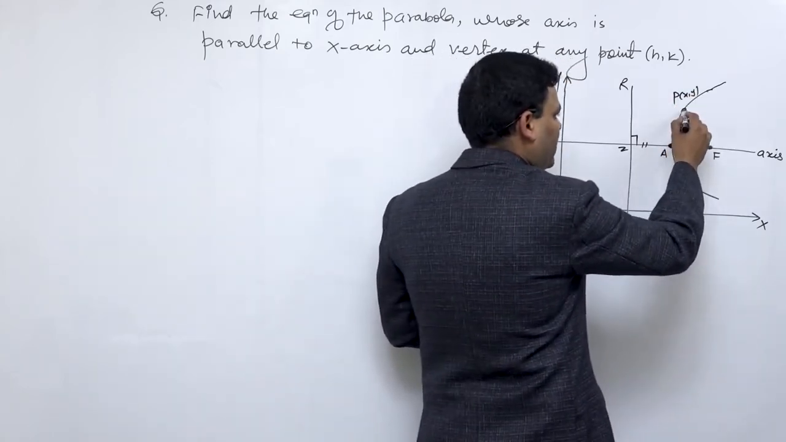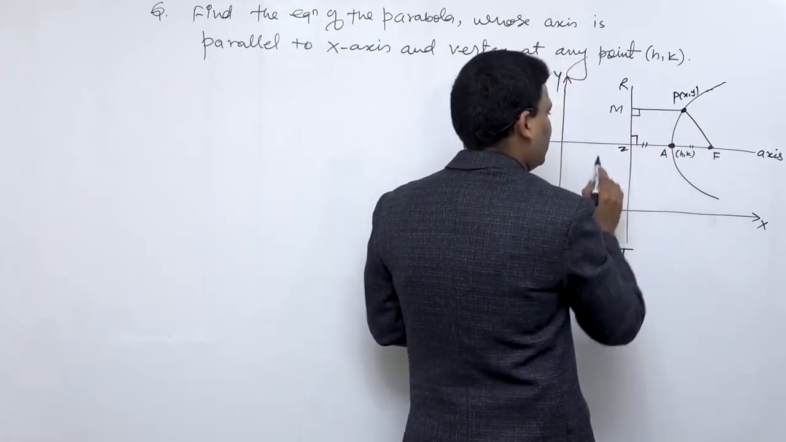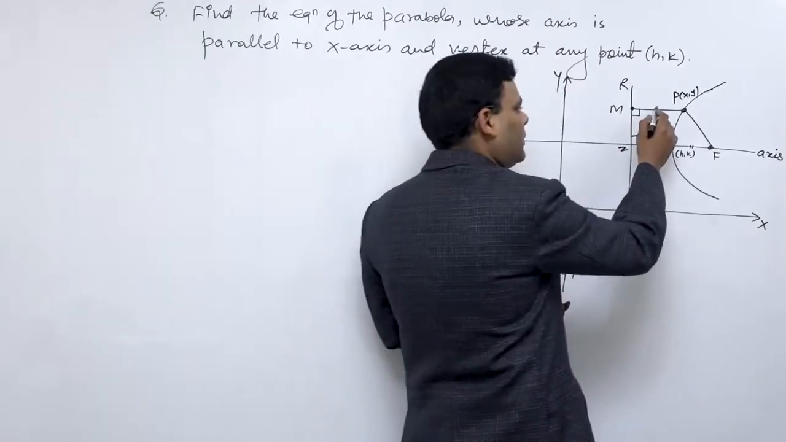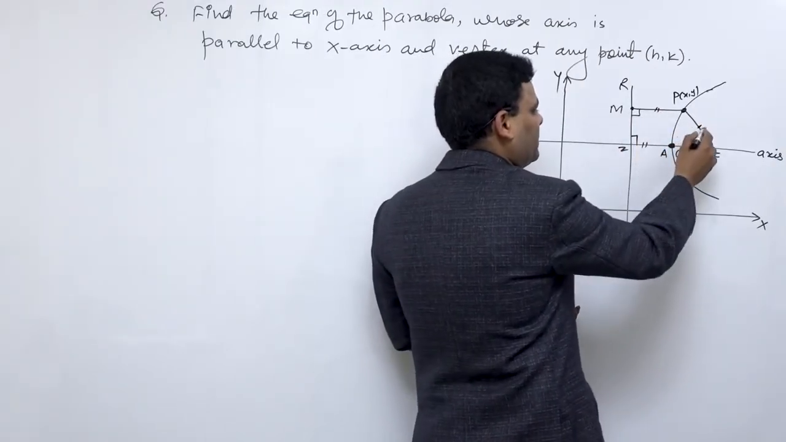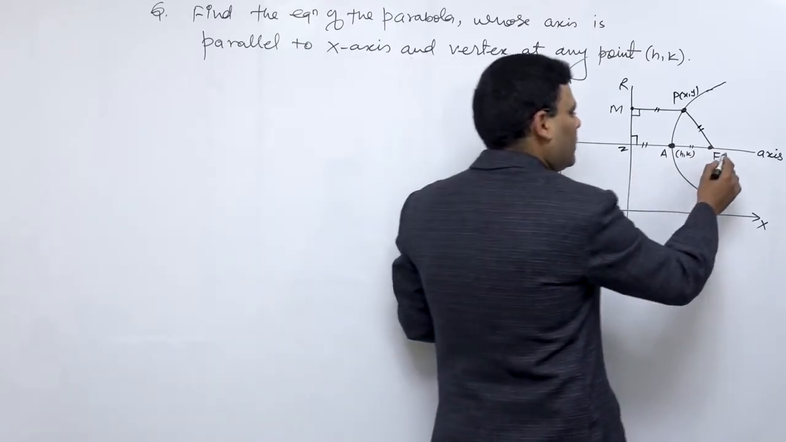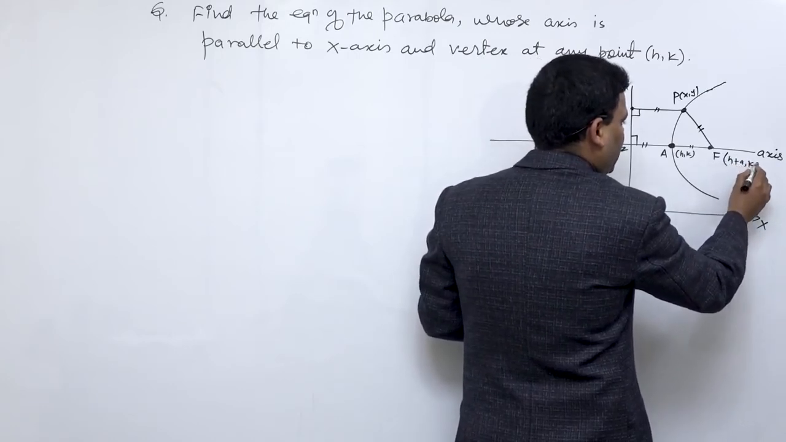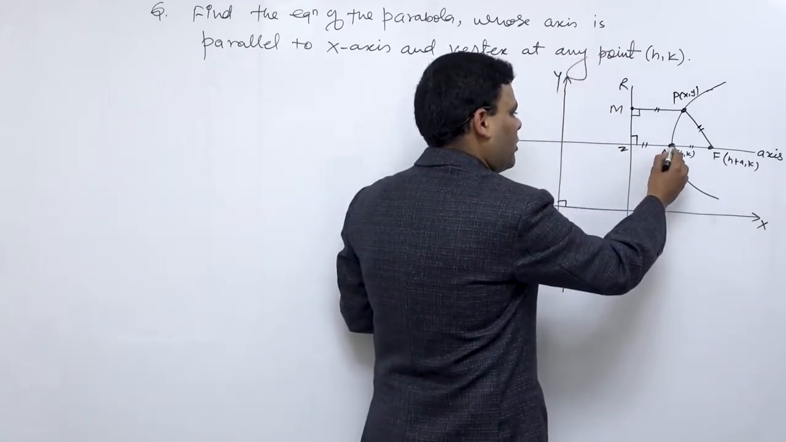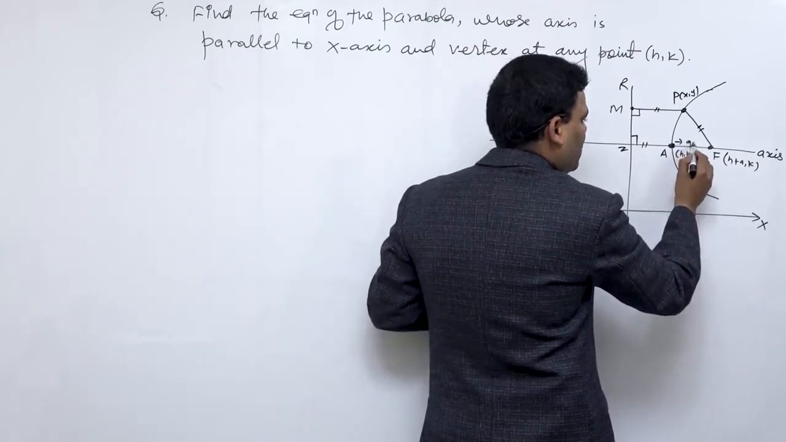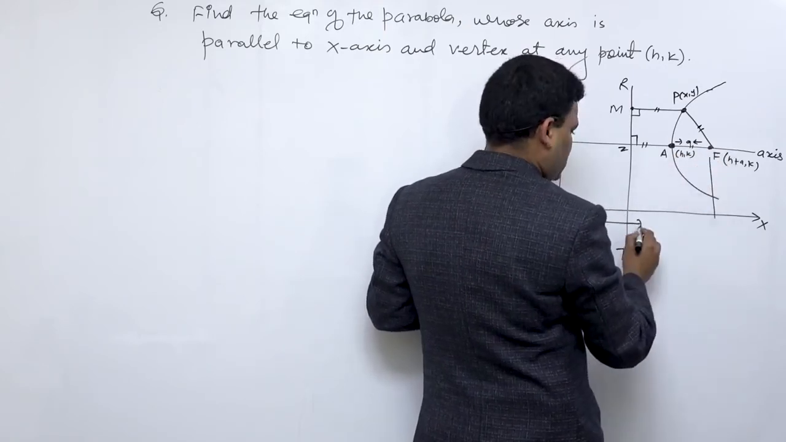We join PF and draw PM perpendicular on the directrix. Now if we find the coordinates of F and M, then almost our solution will be completed. So suppose that ZA equals AF equals a, and then the coordinates of F will be h plus a comma k, because the coordinates of the point A are h comma k, and the distance taken from vertex to focus is a. So this total distance up to here is h.